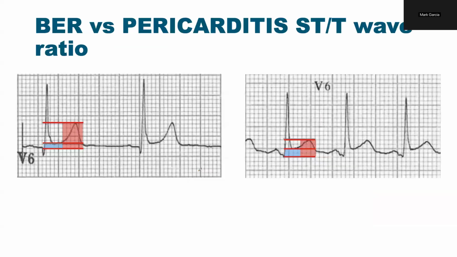Let's look at those next to each other again. So the ratio of the ST segment to the T wave, if there's a big difference, then that suggests benign early repolarization. If there's a small difference, then that's more suggestive of pericarditis.